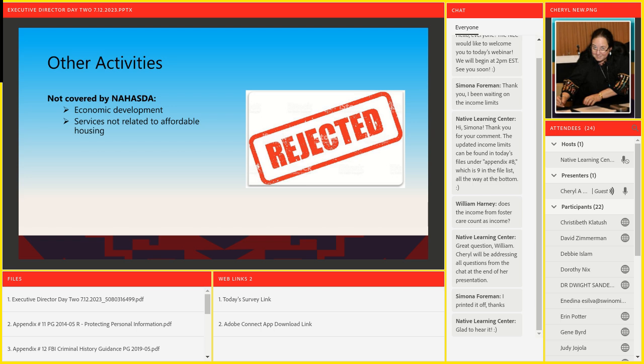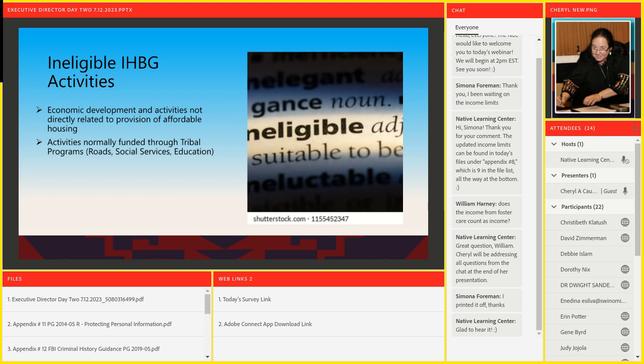So other activities not covered by NAHASDA, economic development, okay, or services not related to affordable housing. Ineligible activities: economic development activities not directly related to the provision of affordable housing, or activities normally funded through a different tribal program, such as your roads, your social service department, your education department. You can't just provide that in lieu of them doing it because you have block grant monies, okay?